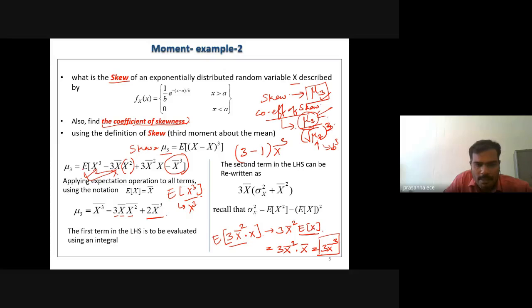When we apply the expectation operation to each of the terms inside, this is our resulting expression for mu3: x cube the whole bar minus 3 x bar into x square the whole bar plus 2 x bar the whole cube. Is that clear? You have to clearly know the difference of each term here. Is that clear up to this point? If you have any doubt here, please ask.